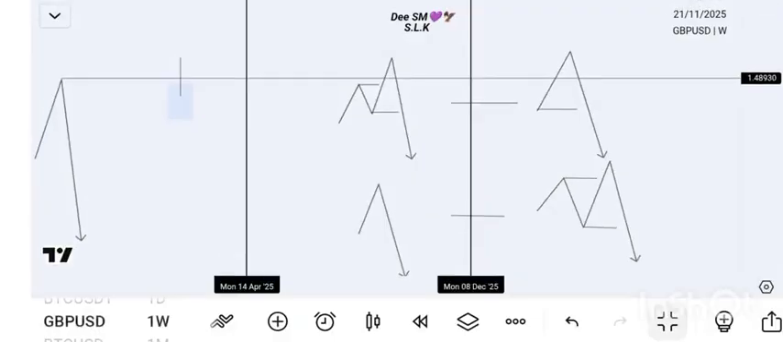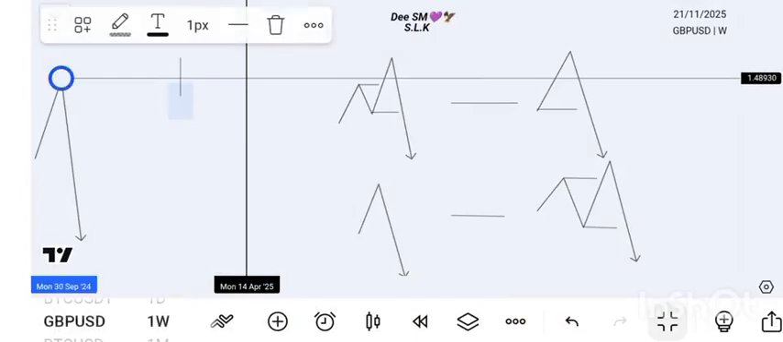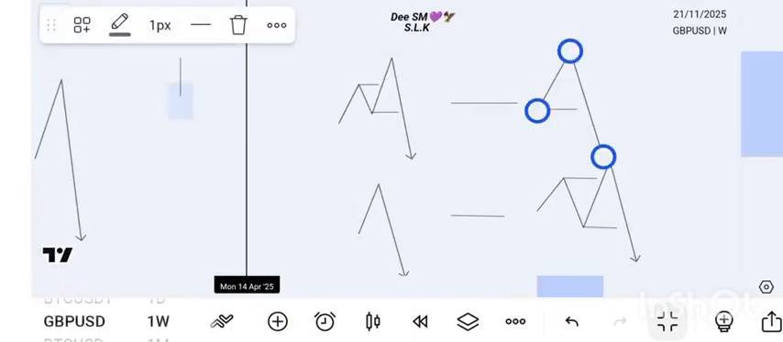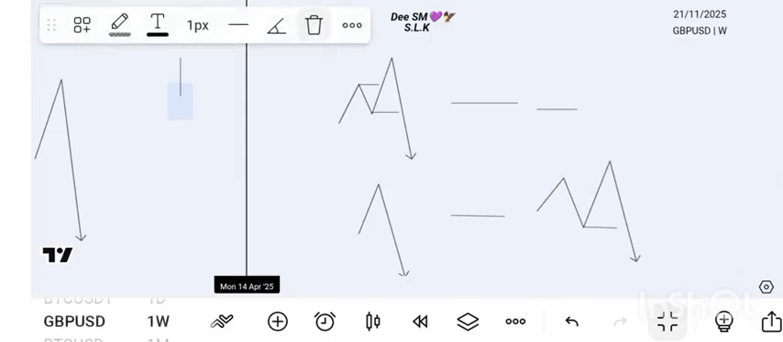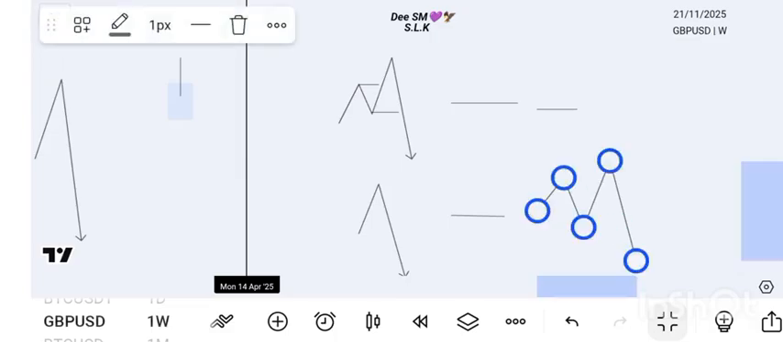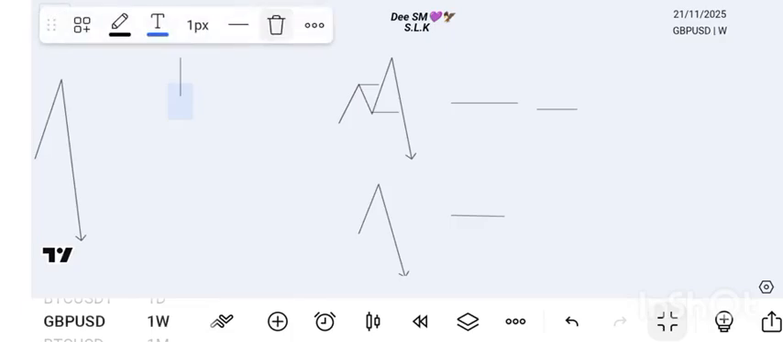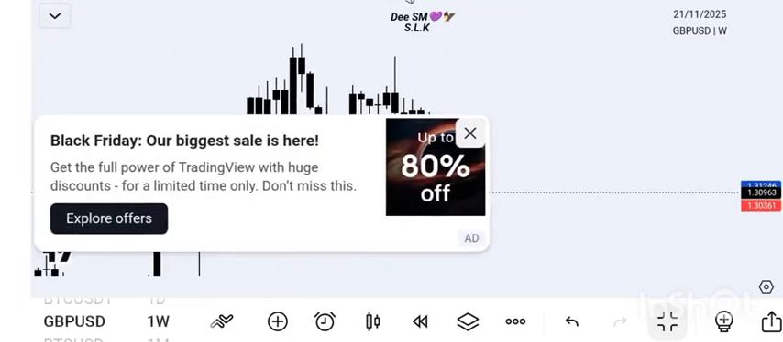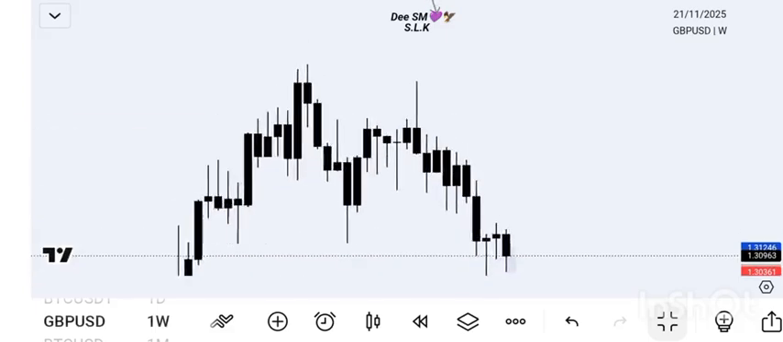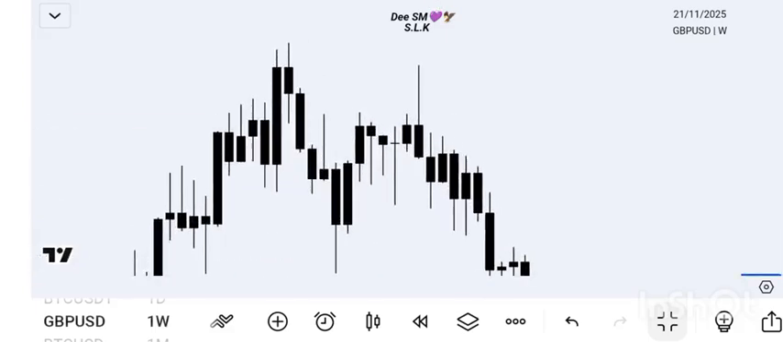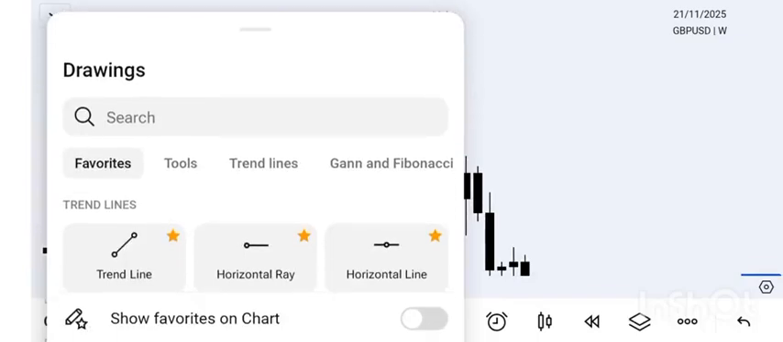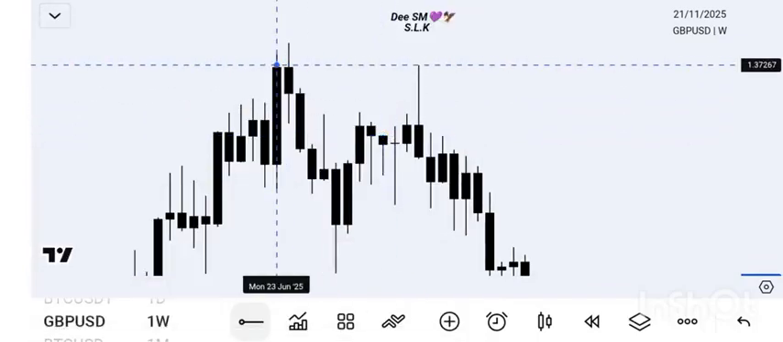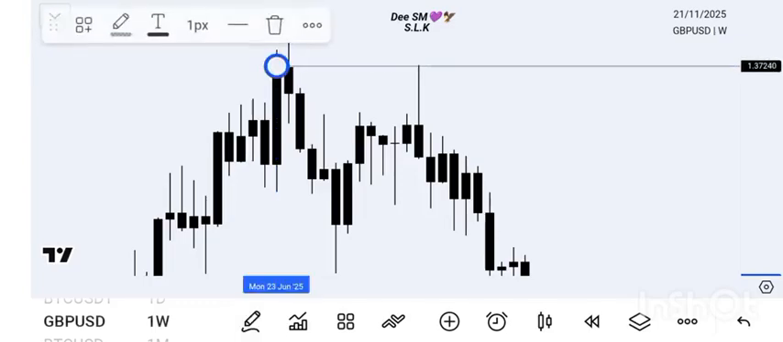Let me remove all this. Let's clear this. Let's go into the chart. First of all, we are using this as an example. So what do we say our first criteria is? Price should come into a key level. Price is inside a key level.